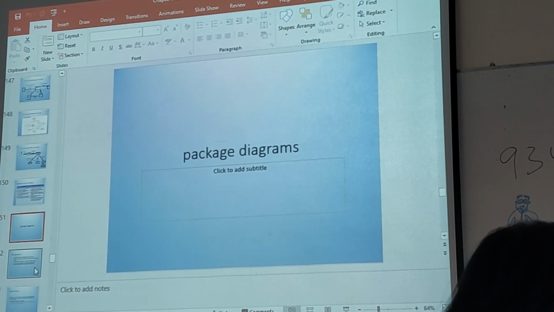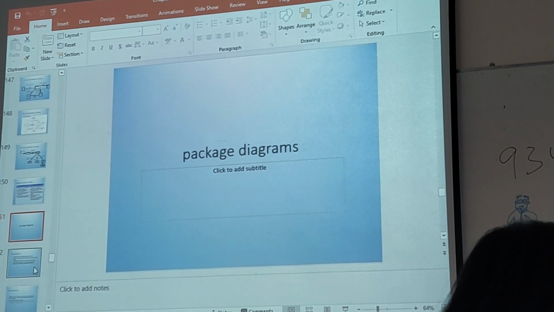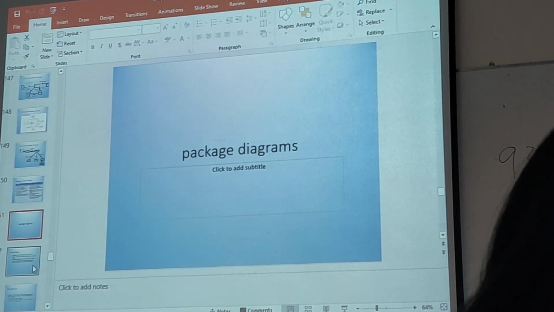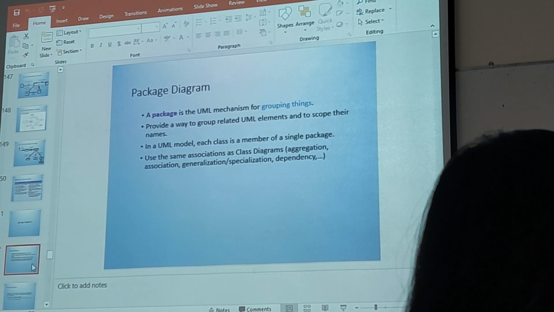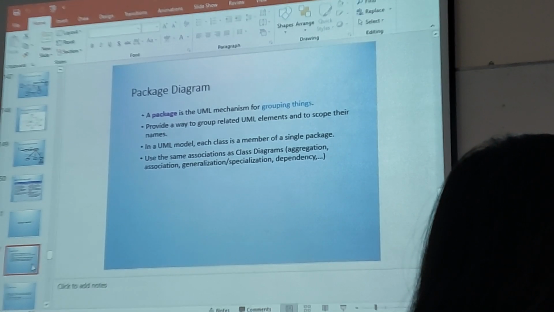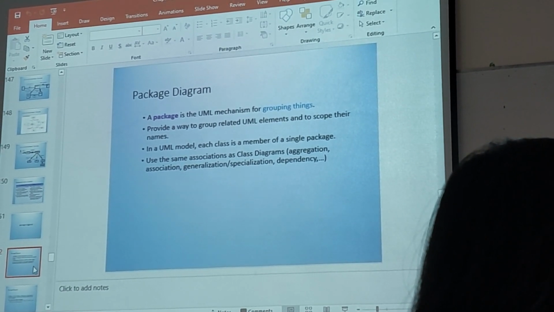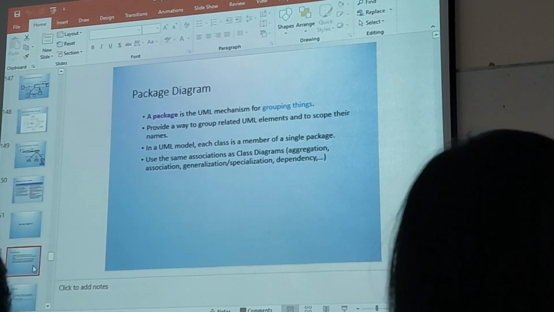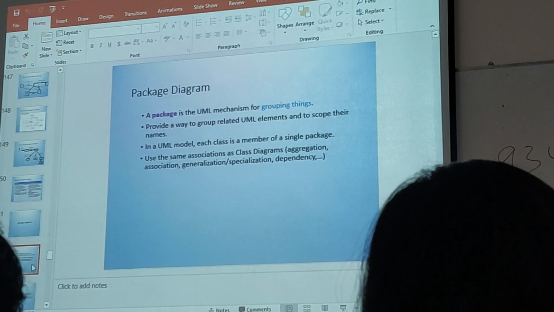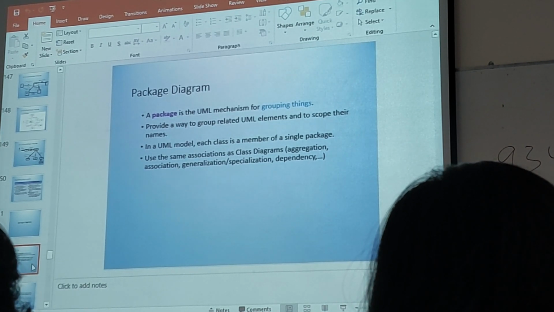The package diagram, as we study, is used to group items. So the package diagram is used for grouping things. You can group related classes and artifacts into one package diagram. It means that it's easier for us to maintain the items in our project.